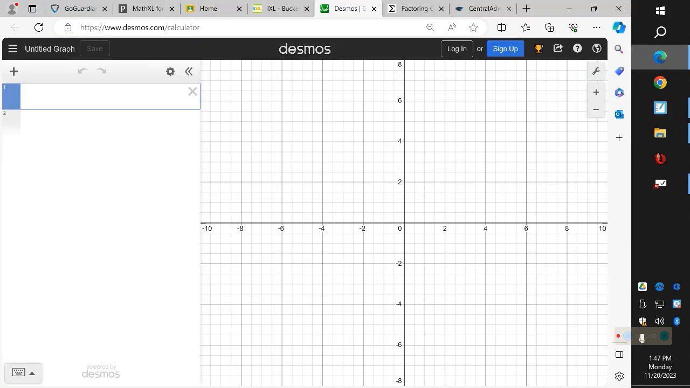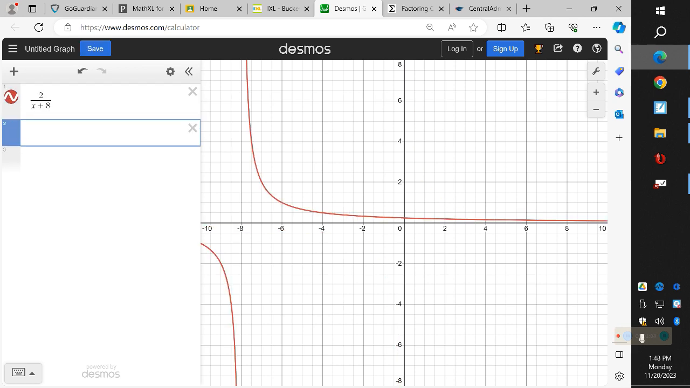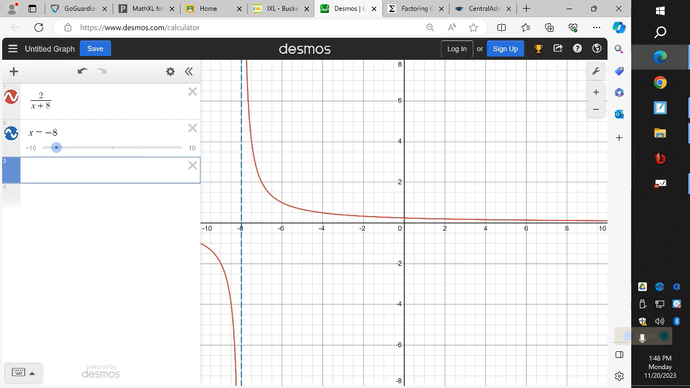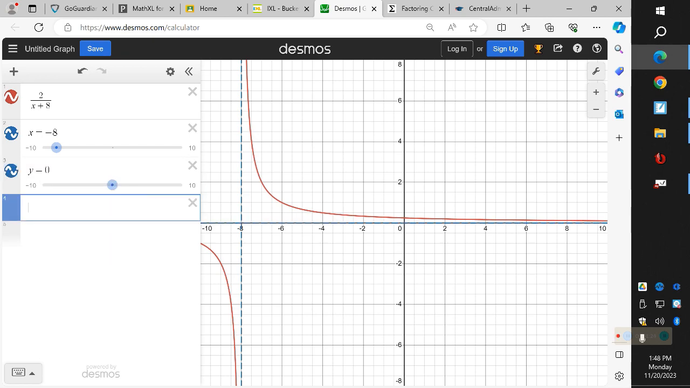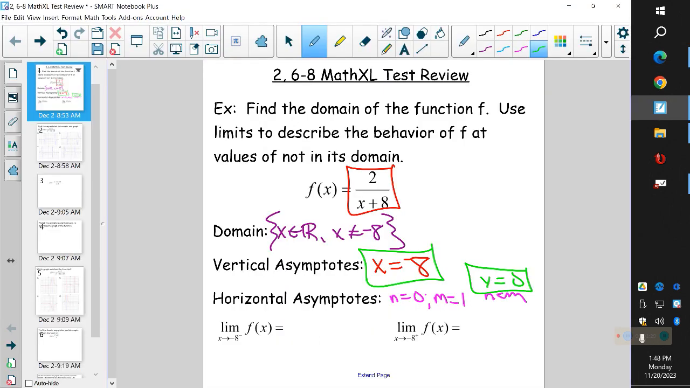So if I come over here to Desmos and I graph my function, I'm going to have 2 divided by x plus 8 and hit enter. I'm going to have x is equal to negative 8 as my vertical, and then I'm going to have that y is equal to 0 as my horizontal. You can see that that's exactly what is happening there, yes? Okay. The next thing it's going to ask for is the limit.